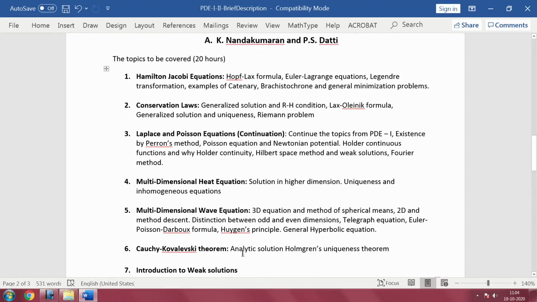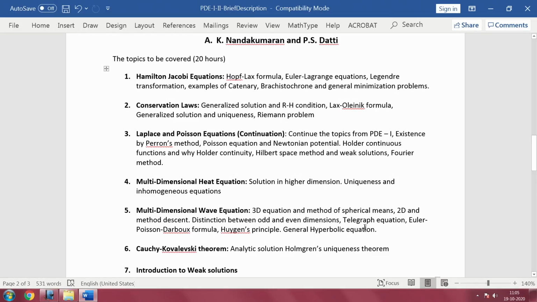We will try to study one of the classical existence theories, what is called the Cauchy-Kovalevskaya theory. Maybe we will introduce the concept of analytic functions and then analytic solutions with analytic coefficients, Holmgren's uniqueness theorem, and probably a little more. If time permits, we will do the fundamental solutions of general differential operators.